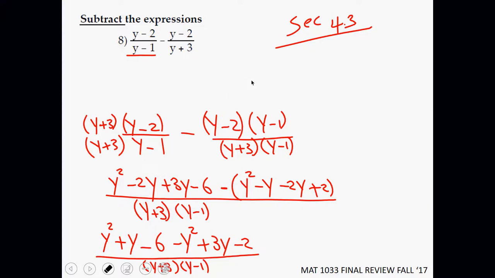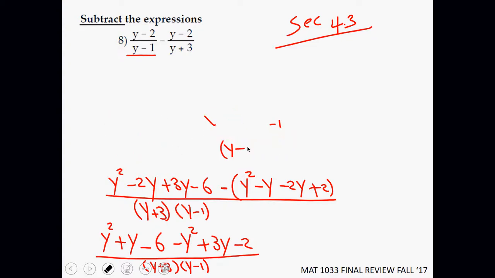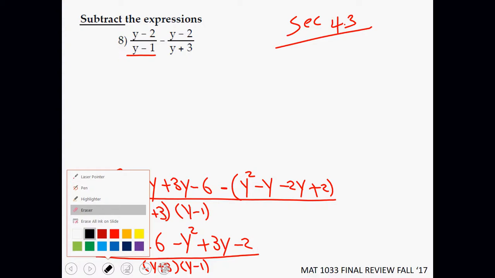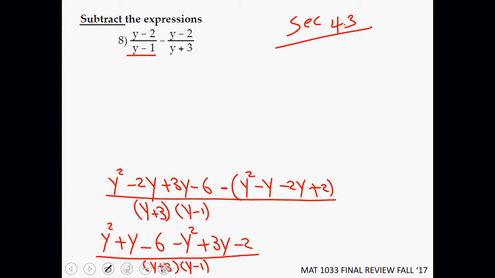So I'm going to erase the top half so I can leave the second step here. And I'm going to continue. If I combine, so I'm continuing from here now.